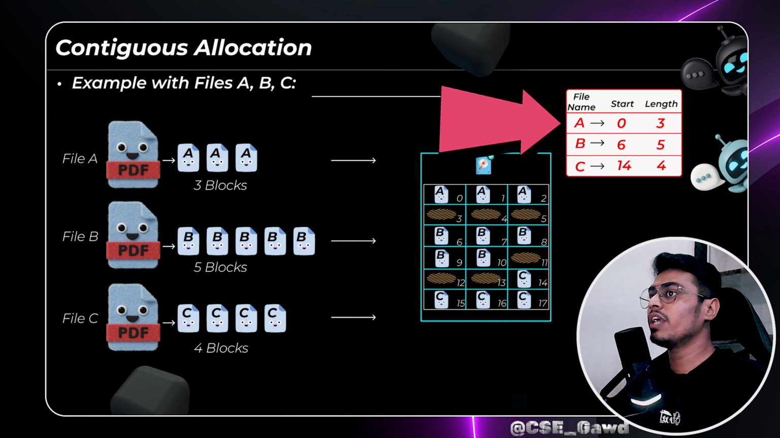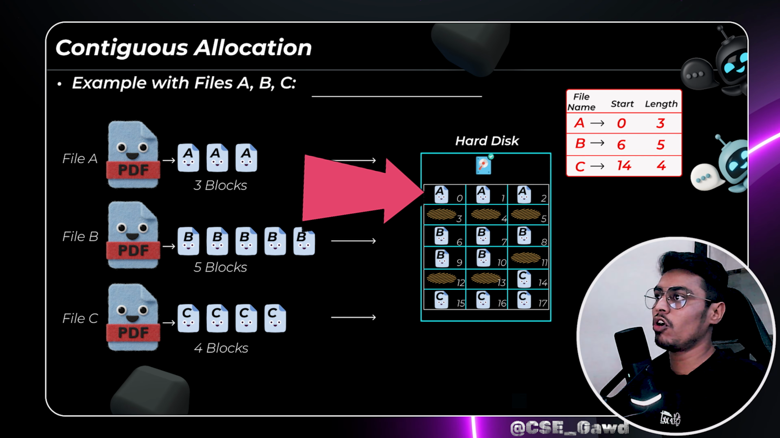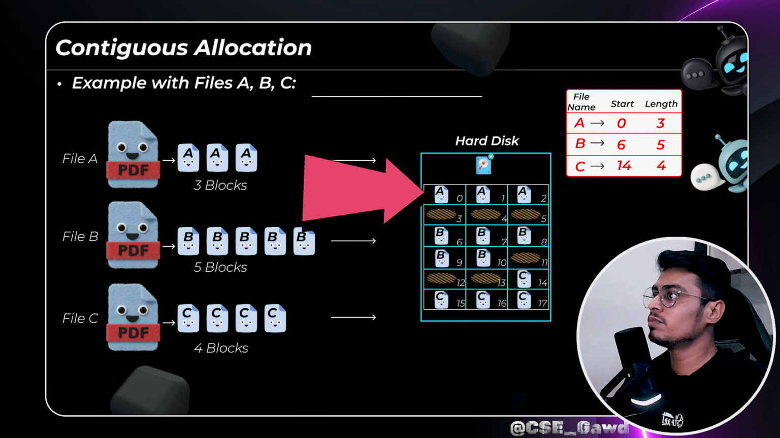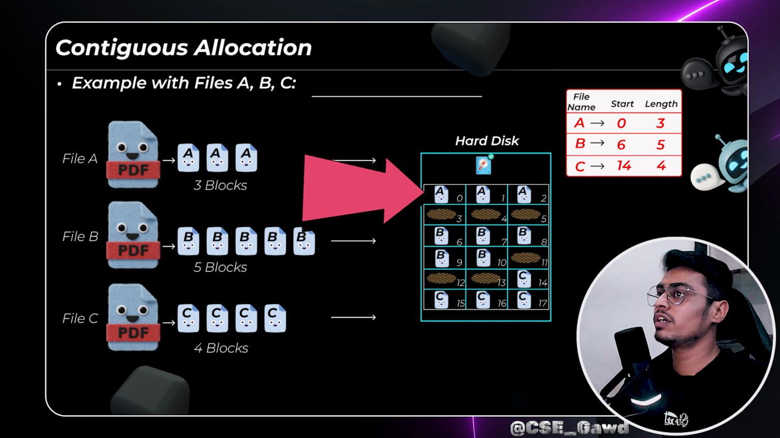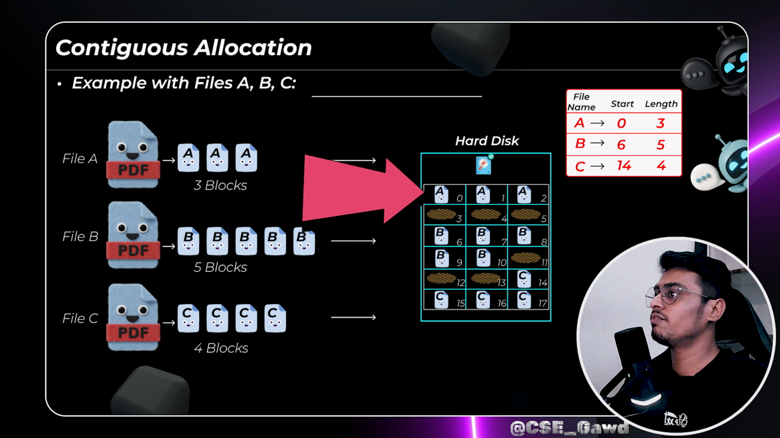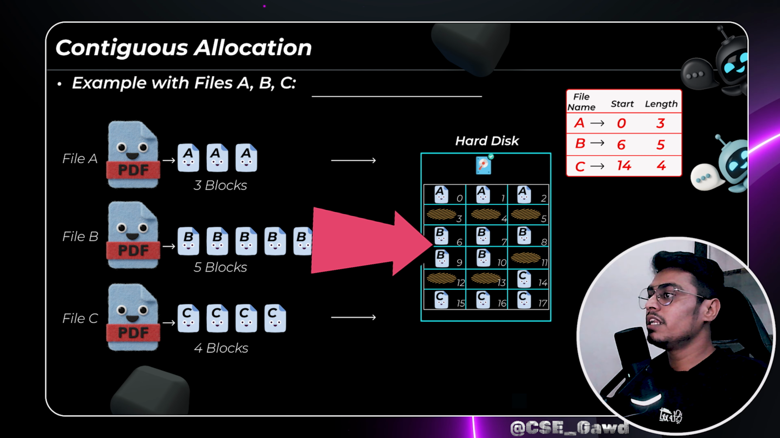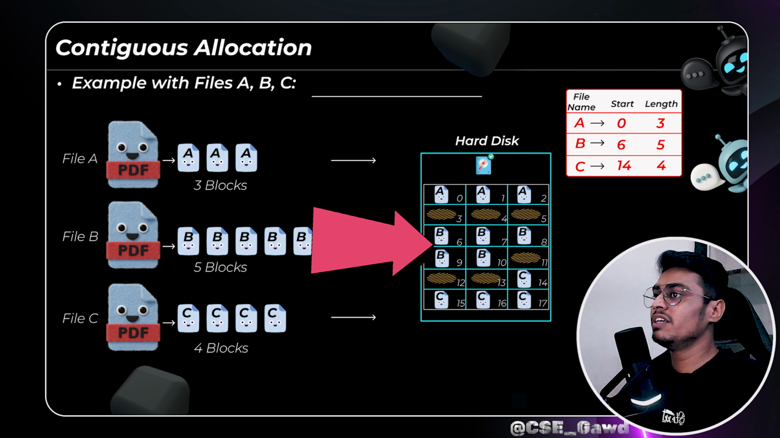So look at what we have done. We started a file from block number 0. We have physical sectors inside the disk. So we are starting from 0 to 3 for file A. The meaning of length 3 is, first is placed at 0, second is placed at 1 and third is placed at 2. Similarly, look at file B, we are starting file B from 6.